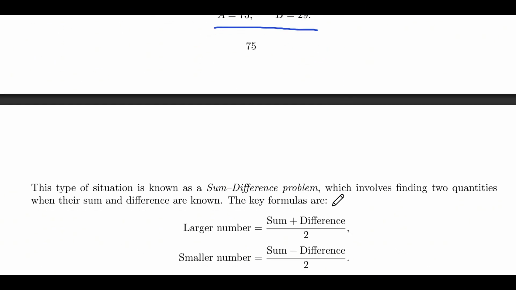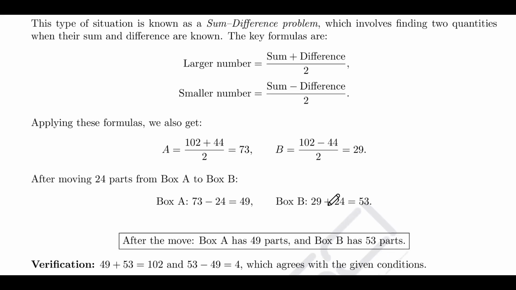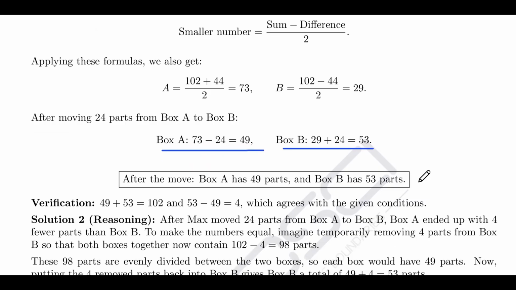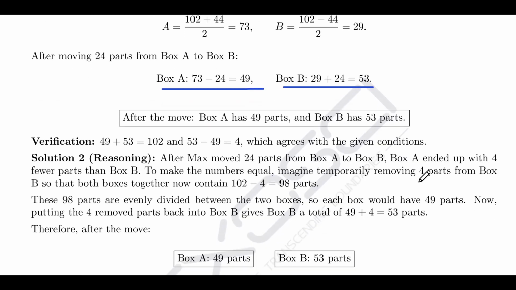After moving 24 parts, box A has 73 minus 24, which is 49, and box B has 29 plus 24, which is 53. You can check that 49 plus 53 equals 102, and that 53 minus 49 equals 4, as required. I'll also restate the neat reasoning method for this problem in plain language.